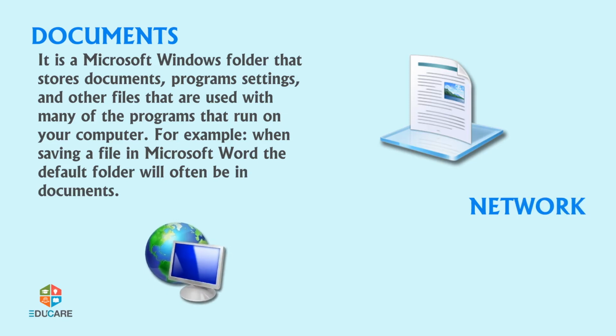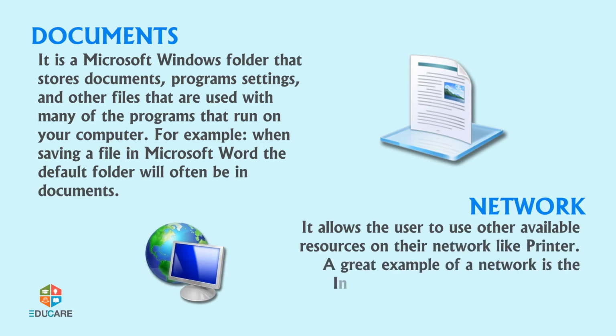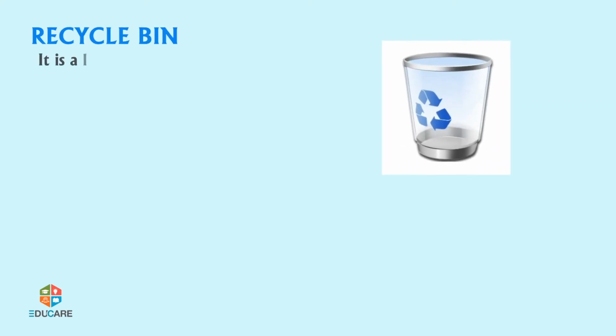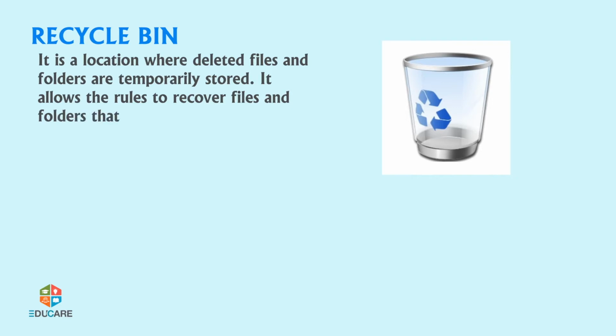Network. It allows the users to use other available resources on their network, like a printer. A great example of a network is the Internet, connecting millions of people all over the world together. Recycle bin. It is a location where deleted files and folders are temporarily stored. It allows the users to recover files and folders that have been deleted.